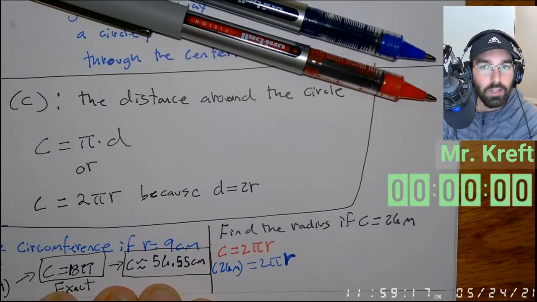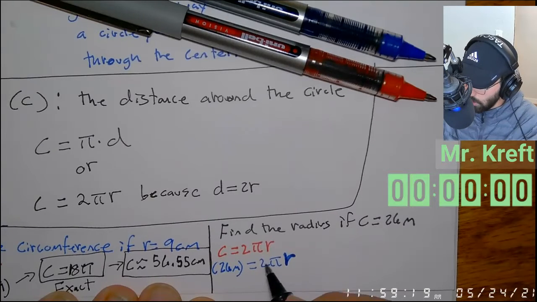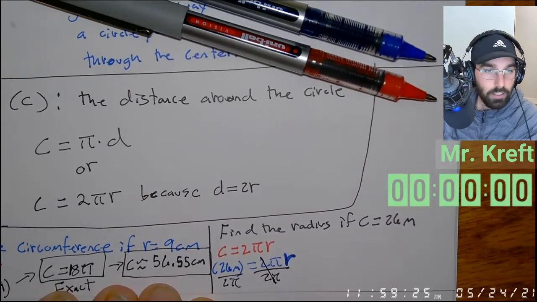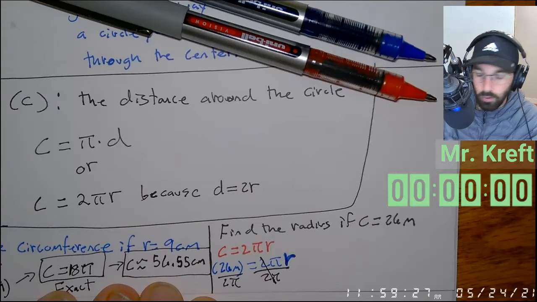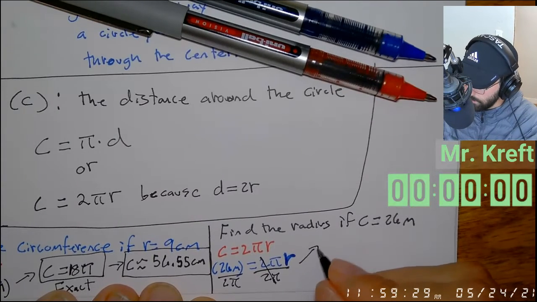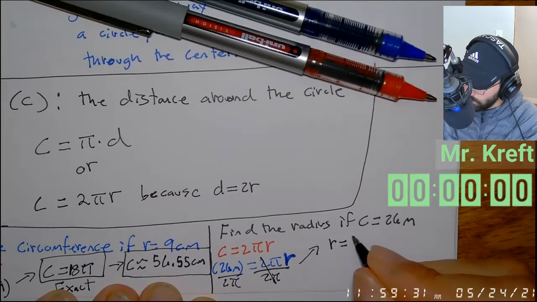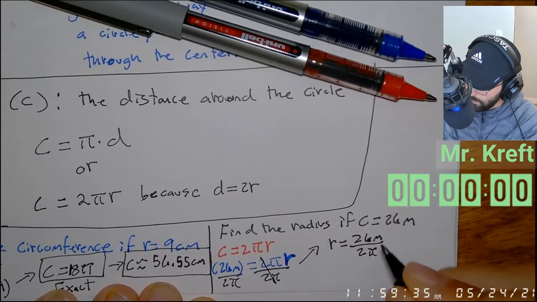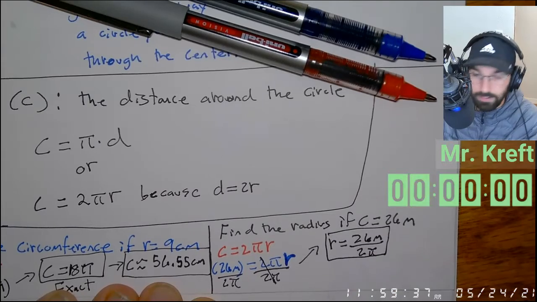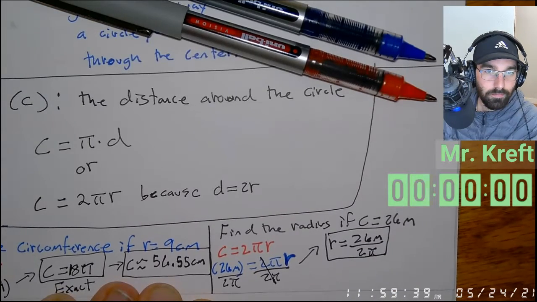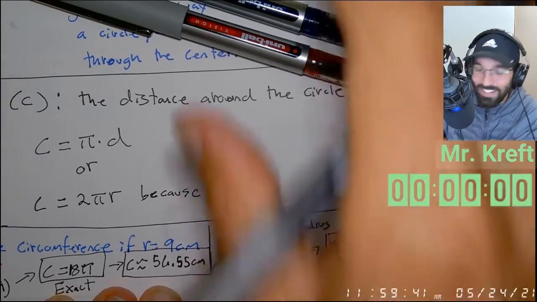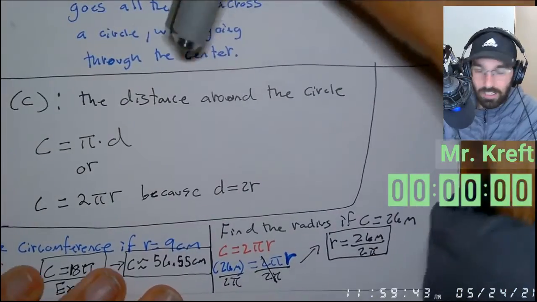So all you have to say to yourself is, how do we get rid of multiplication? Oh, we divide. So I'm just going to divide both sides by 2 pi, right? 2 pi goes into 2 pi one time, so we get r equals 26 meters divided by 2 pi. That is our exact answer. Kind of cool, right? That's it. Exact is way easier, right?